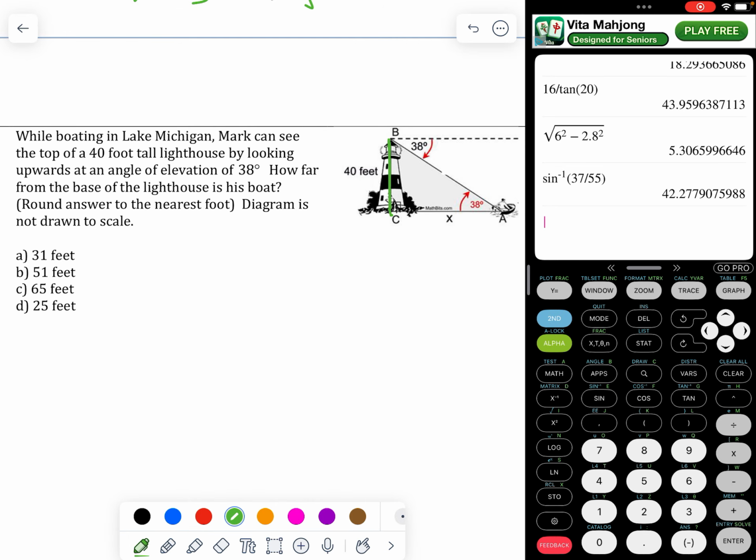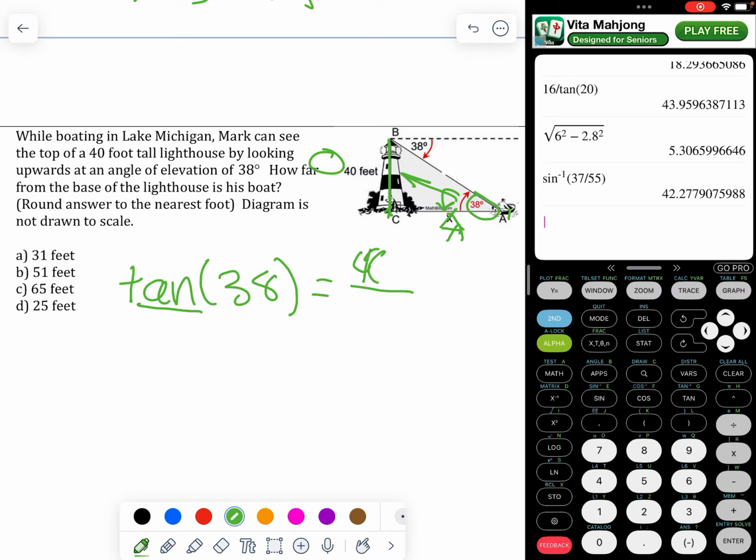So we're trying to figure out from his boat to the lighthouse how far away it is. Awesome. So that's our side length. We have an angle, 38. Gotta find the trig function and my ratio, right? So with 38, I have the opposite side and the adjacent side. So we know opposite over adjacent is the tangent function. So opposite is that 40. The adjacent is x. Obviously, we have x in our denominator.